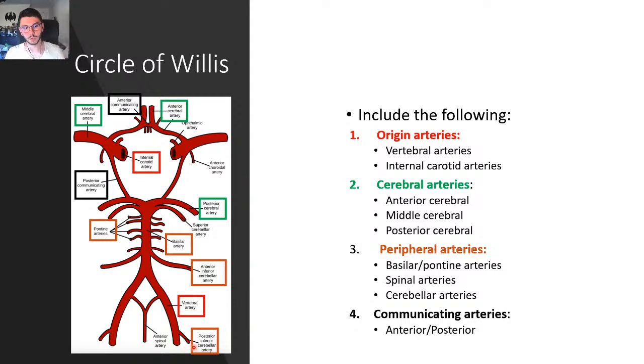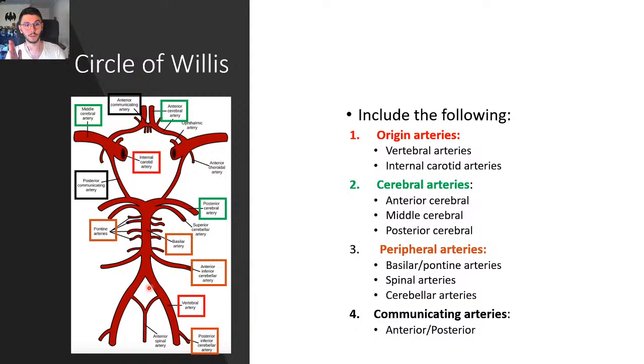You could do the anterior spinal arteries if you want. Not that important to draw, but usually you'll get the marks for it. But the way I try to think about it is you want to segment it. You have origin arteries, vertebral, internal carotid. You have cerebral arteries, which is 3 of them, front, middle, back. All of them have to be joined together by anterior and posterior communicating arteries.